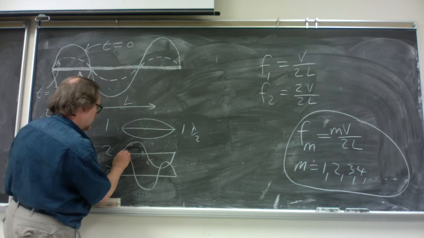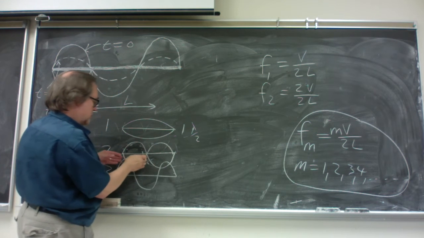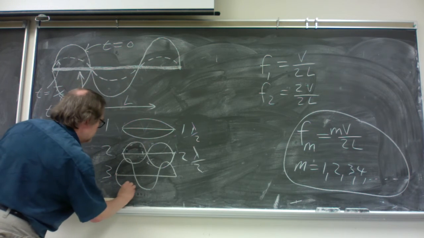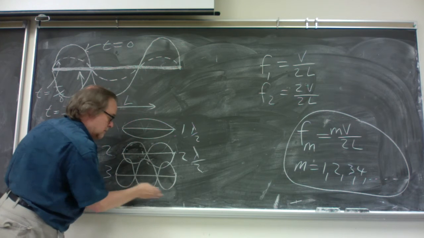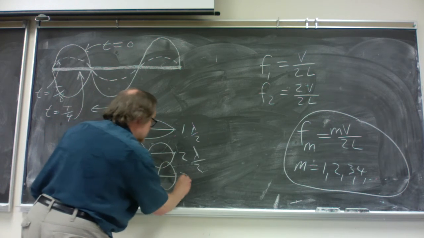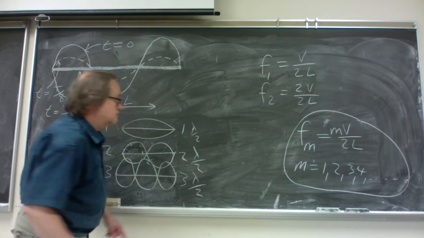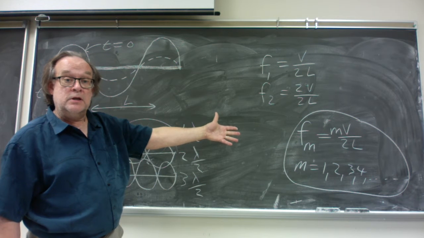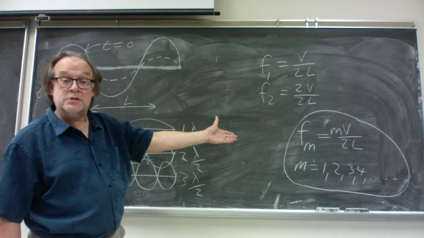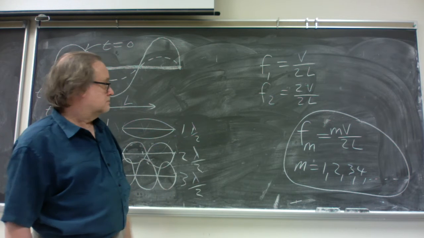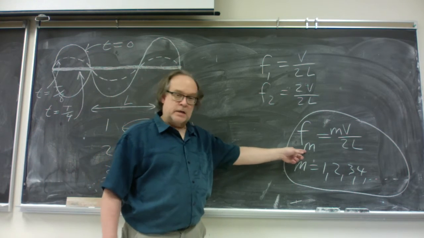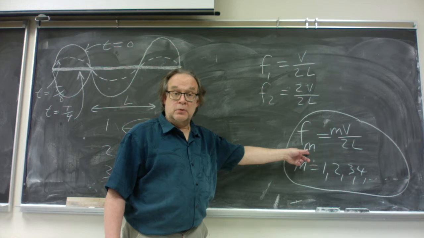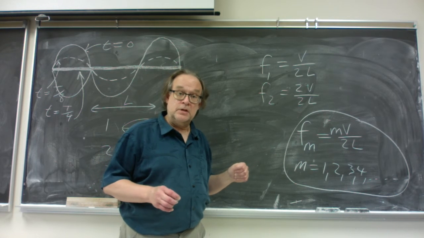Node to node is half a wavelength. So there are 2 half wavelengths that fit in that system. Node to node is half a wavelength. So there are 3 half wavelengths that fit in this system. That number m, in other words, just tells you the number of half wavelengths. It's good to remember that there's actually a physical meaning to this number. This isn't just some integer.